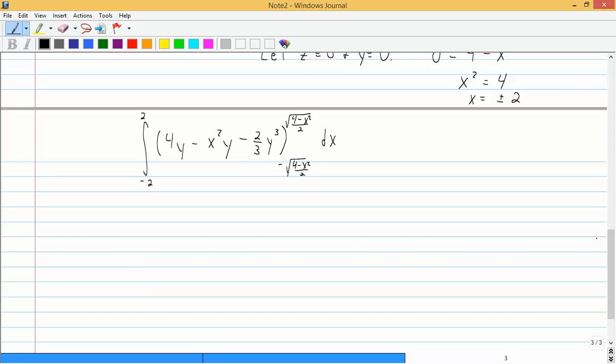Alright. Now this algebra is, I guess, a little tricky here. The easiest way to evaluate this, you have a y here to the first, you have a y here to the first. Believe it or not, the easiest way to evaluate this is going to be to think of this function like you had 4 minus x squared times y. That's what we would get if we factored a y out of those two, minus 2/3 y cubed. Let's see what that gives us.